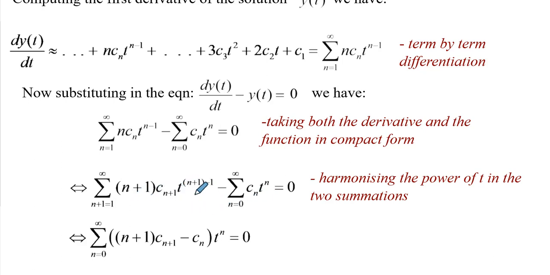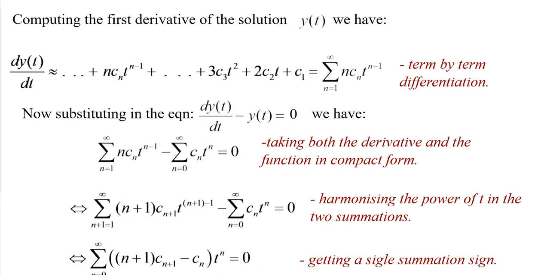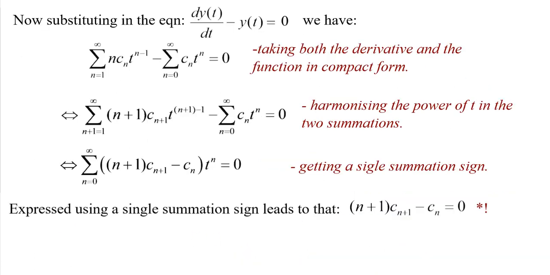Then we can group this and take out a common factor t to the power n, and you'll see that the coefficients, which are (n plus 1) times c_(n+1) minus c_n, we can put in brackets like this, and then the equation is still equal to 0. That we are doing just to get a single summation sign. And now expressing this using a single summation sign actually takes us to the fact that this coefficient in brackets here is equal to 0.